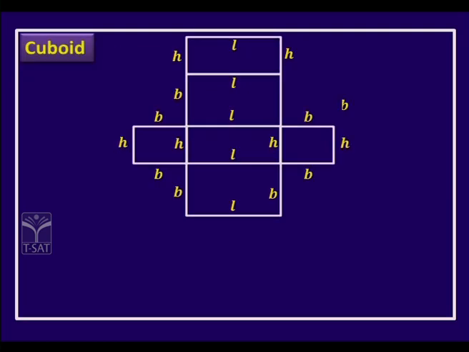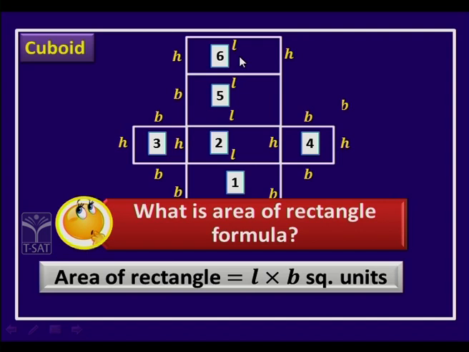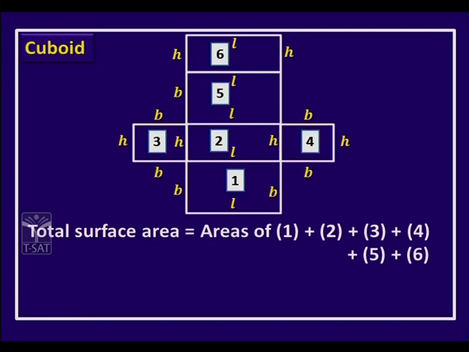Yes children. Then let us mark the length, breadth and height of the cuboid. Now, if you notice here, there are 6 rectangles formed. You can see 1, 2, 3, 4, 5 and 6 rectangles. But do you know what is the area of rectangle formula? Yes, you are absolutely right. Area of a rectangle is given by L into B square units, where L is the length and B is the breadth. Got it children?